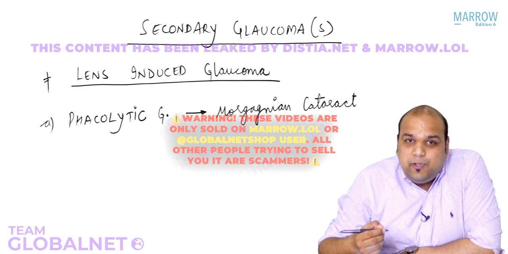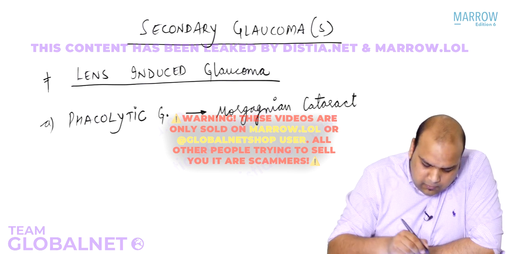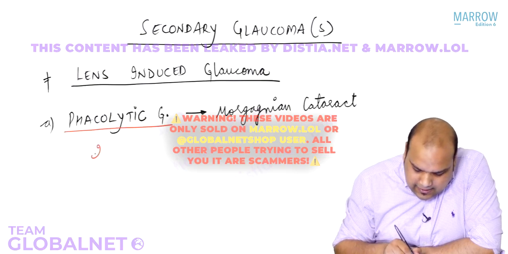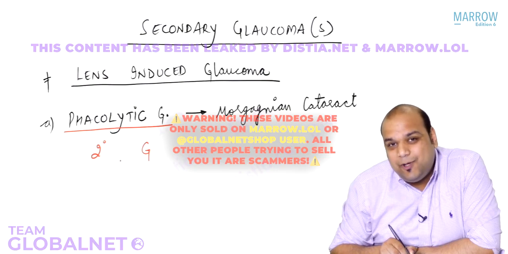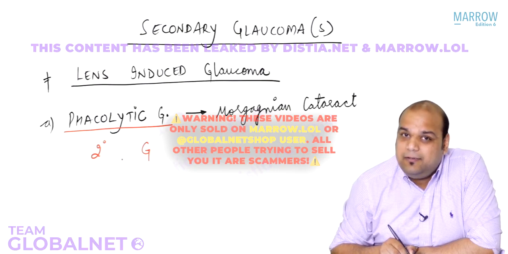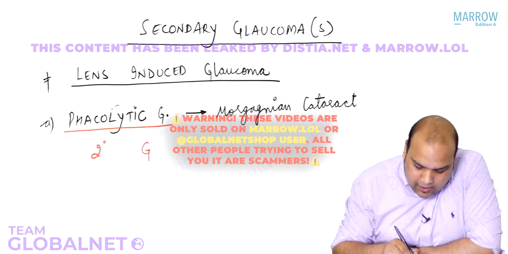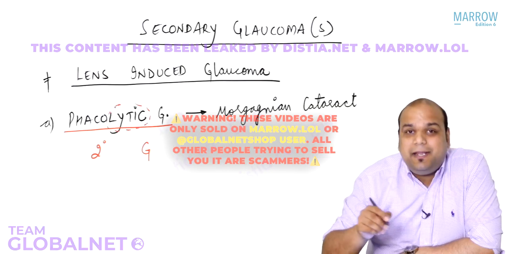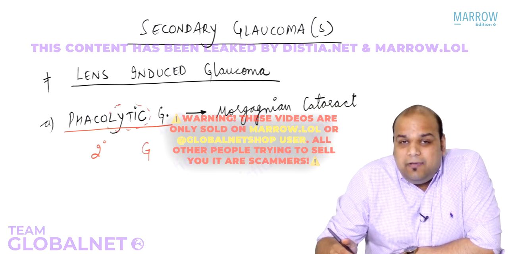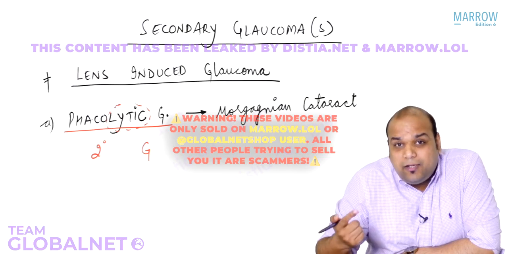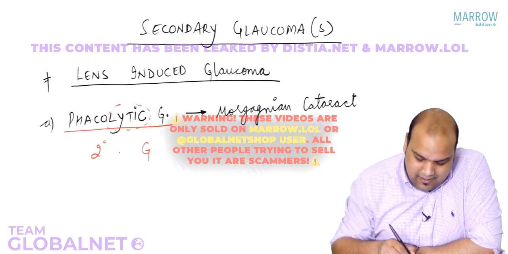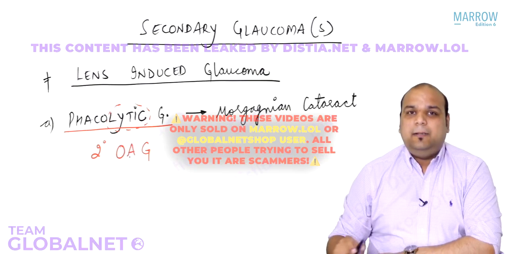Why am I mentioning this to you here? I'm trying to ask you, phacolytic is which type of glaucoma? Is it a secondary angle closure glaucoma or secondary open angle glaucoma? Think about it. Focus on the name, phacolytic. Lytic means breakage. Lens is breaking. When the lens is breaking, it is creating some kind of a residue. That residue will go and block the trabecular meshwork. So it will be open angle glaucoma.